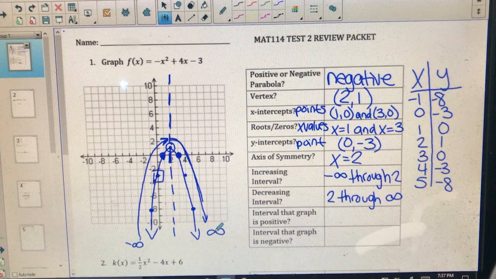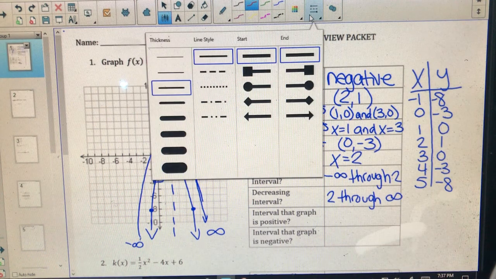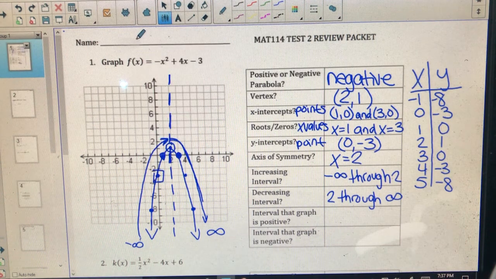That being said, now my interval where the graph is positive, I'm just going to switch up my color for a second here. A positive is where it's above the x-axis. My parabola was above the x-axis from here to here. That's it. It's a very, very tiny piece, but I need to state which x values it was above. This x value right here is 1. This x value right here is 3. So it was only positive from 1 through 3.